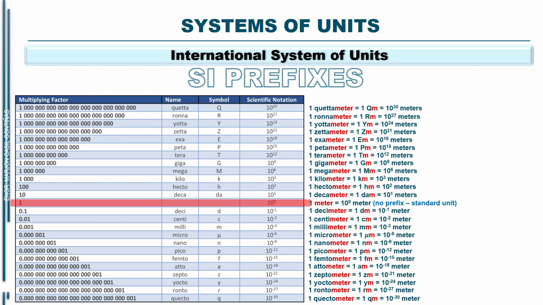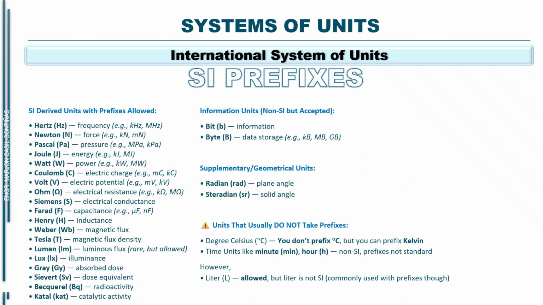But here's something you need to watch out for. These prefixes only work this way if you're using the meter as the base unit for length. If you replace meter with another standard unit, like gram for mass, second for time, Kelvin for temperature, ampere for electric current, mole for amount of substance, or candela for luminous intensity, the meaning of the prefix changes depending on what quantity you're measuring. Now, these are some units that you'll often see with prefixes, while others you might not encounter as often with prefixes.